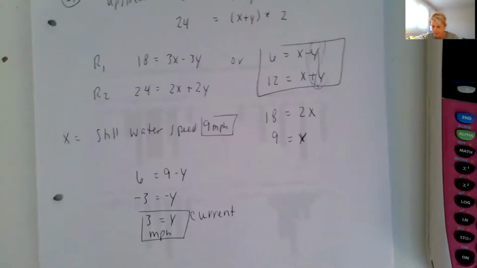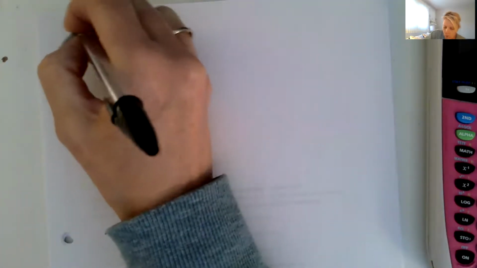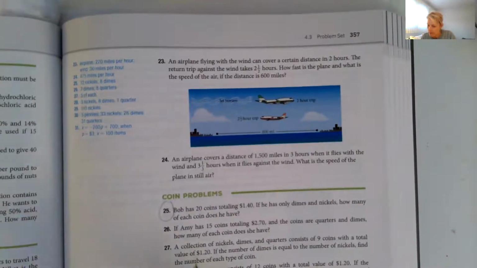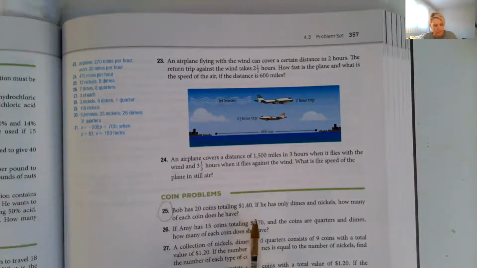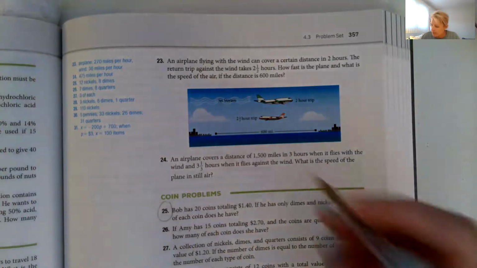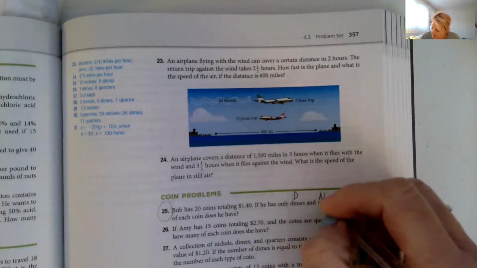Okay. The last problem I would like to do is number 25, and it is all about coins and their value. So it says Bob has 20 coins, totaling $1.40. If he has only dimes and nickels, how many of each coin does he have? So I like the coin ones because I can just label them. Dimes are D's and nickels are N's.